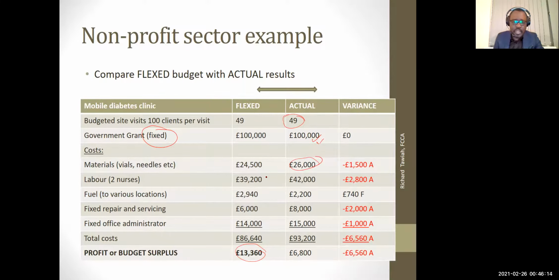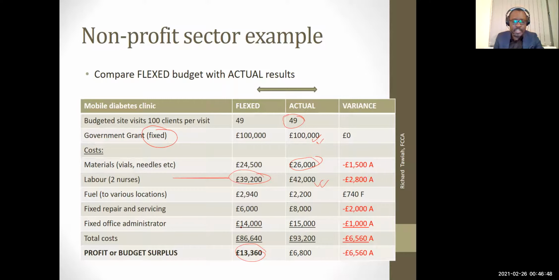Adverse, we lost. We thought we would have 2 nurses, okay, and the cost would have been 39,200, but we ended up paying them extra. Maybe these guys were senior nurses and their hourly rates were high, or we needed to pay them living wages, not minimum wages. So again, we lost an extra 800. Again, fuel to the various locations, we realized that we saved some fuel costs of 740. Excellent. Then for repairs and maintenance, we budgeted 6,000, not knowing we had to spend an extra 2,000.